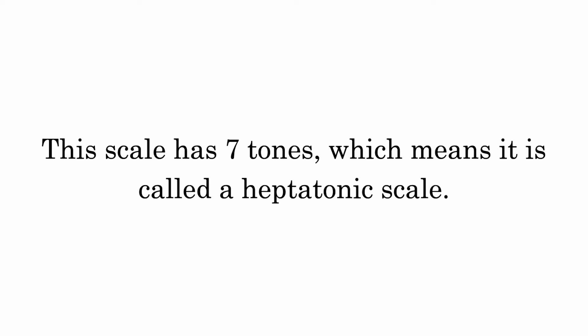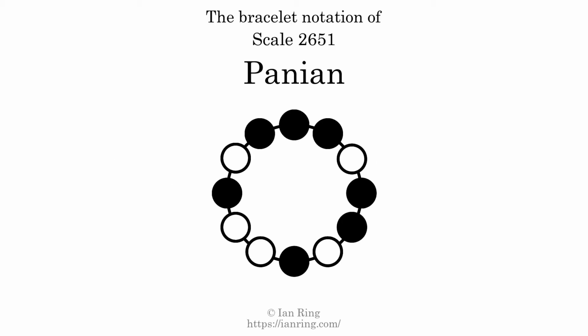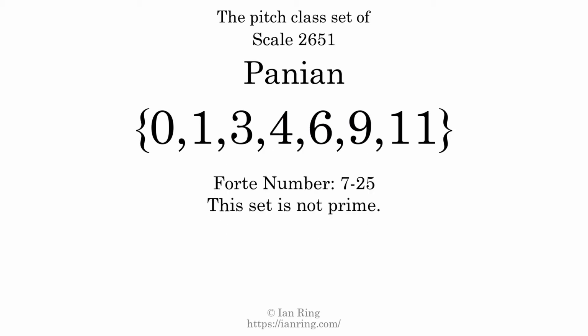This scale has 7 tones, which means it is called a heptatonic scale. This is a bracelet notation diagram of scale 2651. The shaded circles represent tones that appear in the scale, and they are read clockwise, starting at the top. The pitch class set for this scale is 0, 1, 3, 4, 6, 9, 11.